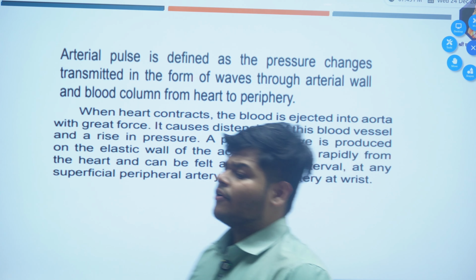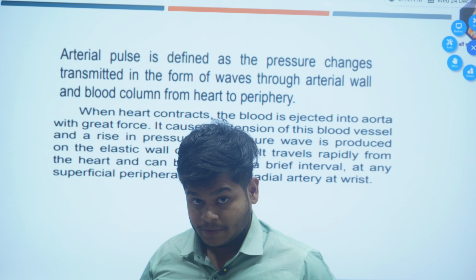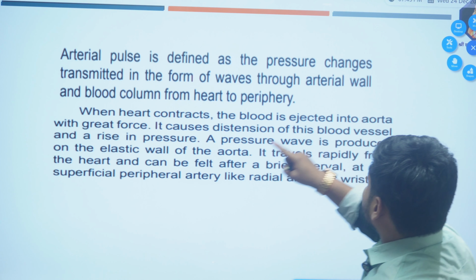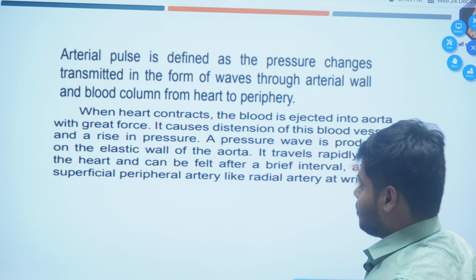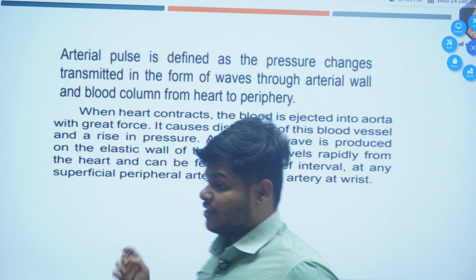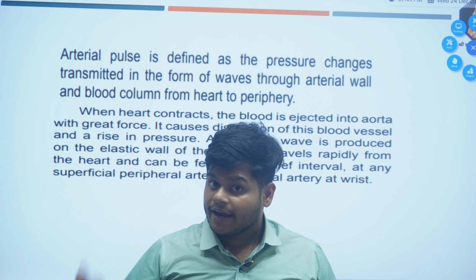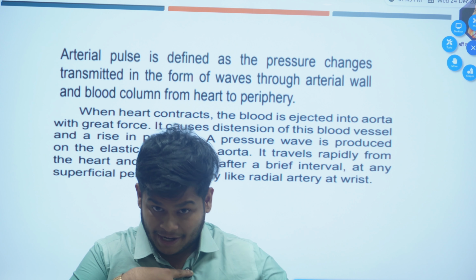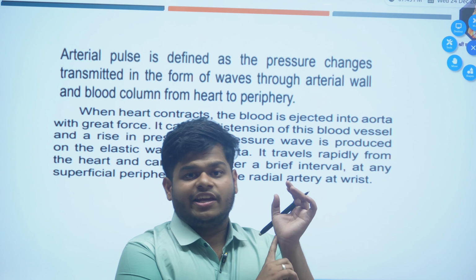Now what is arterial pulse? Arterial pulse is defined as the pressure change transmitted in the form of waves through the arterial wall and blood column from the heart to the periphery. See the definition carefully. It is a pressure change in the form of waves which is transported from the heart through blood vessels towards the periphery, right?